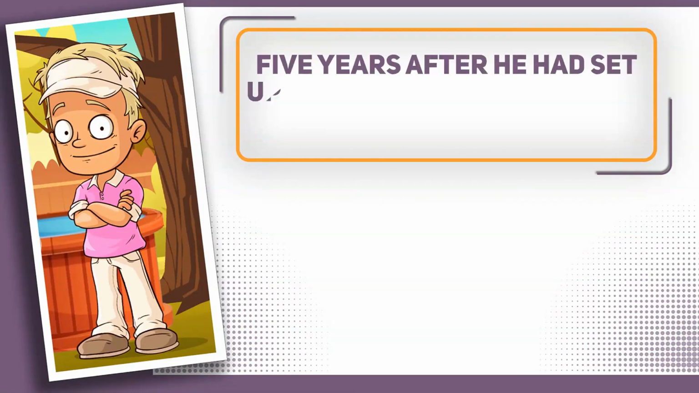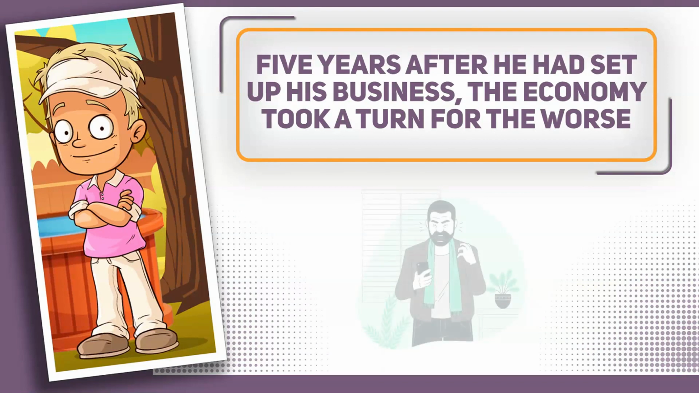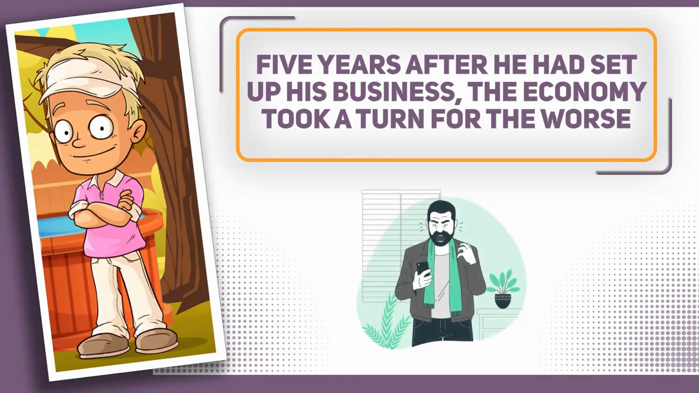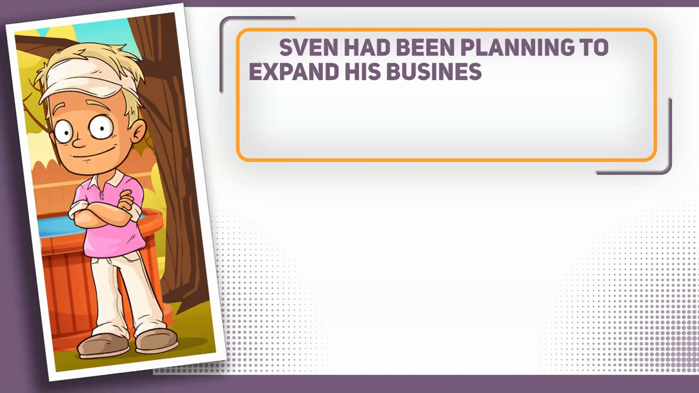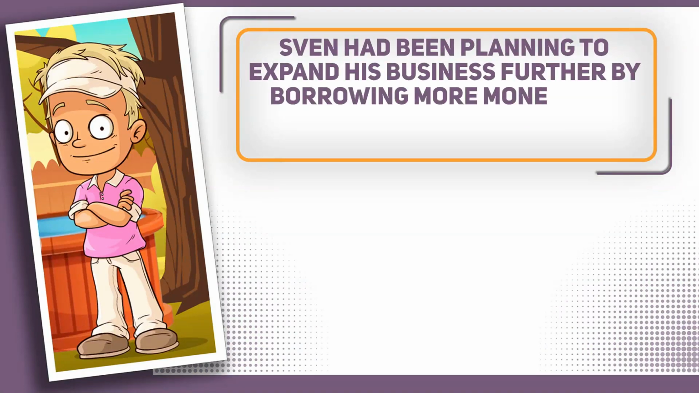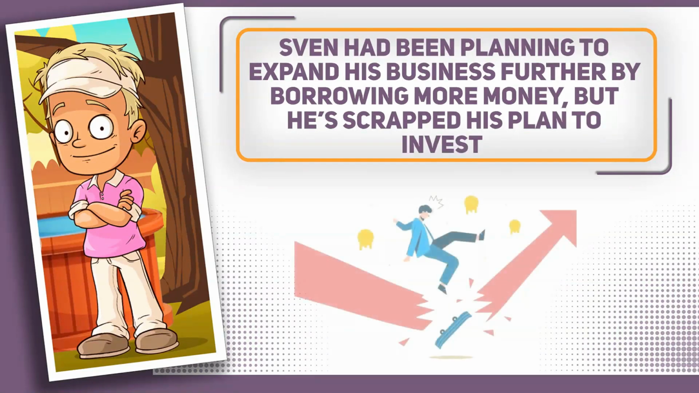5 years after he'd set up his business, the economy took a turn for the worse. Interest rates for borrowing were really high, unemployment increased massively, and consumer income fell dramatically. Sven had been planning to expand his business further by borrowing more money, but he's had to scrap his plan to invest in his business because it's just too expensive.